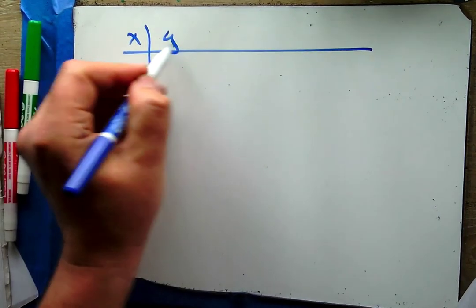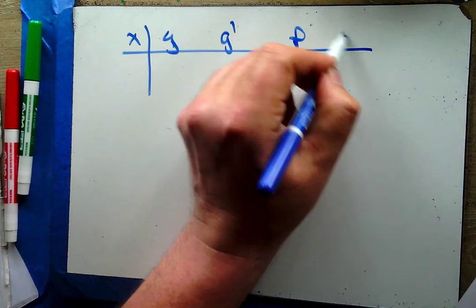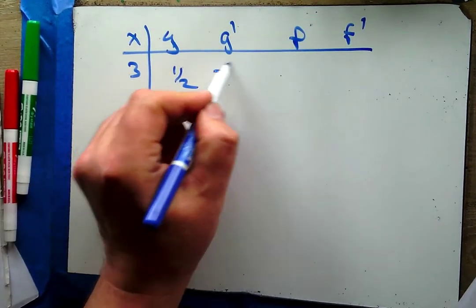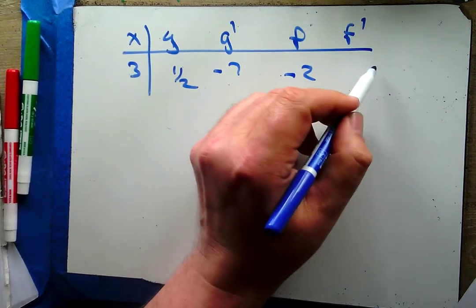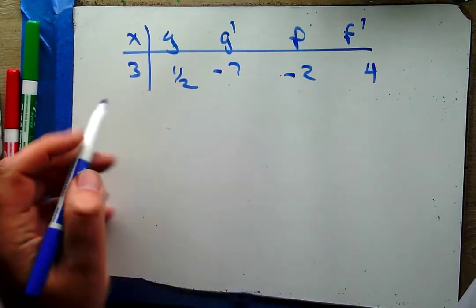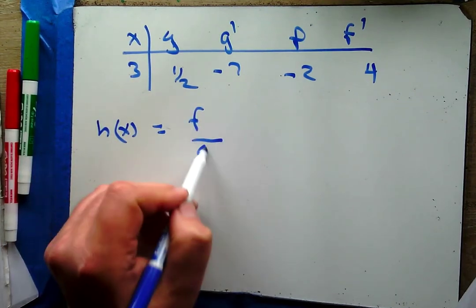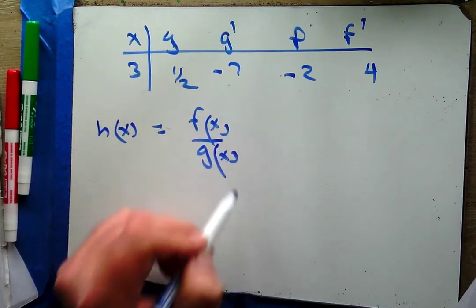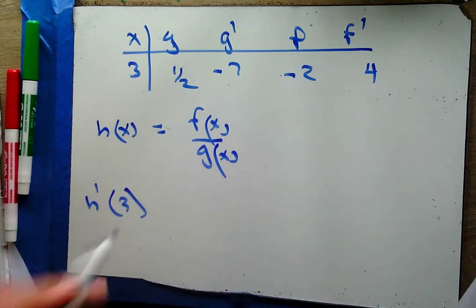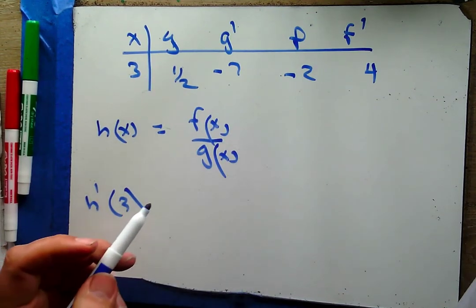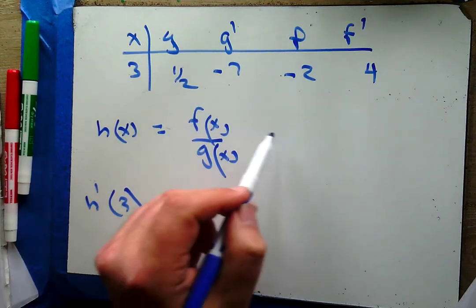X, g, g prime, f, f prime: 3, 1/2, negative 7, negative 2, positive 4. Okay, so this time h of x equals f of x over g of x. Please find h prime of 3. Yes, I have to use the quotient rule here.